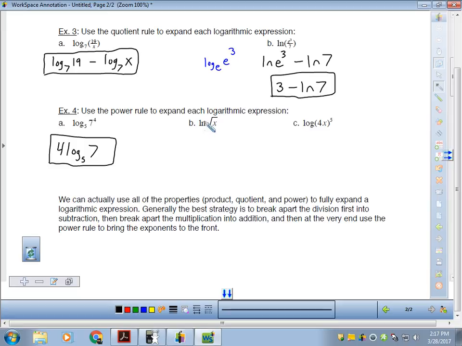Letter B, we have ln of the square root of x. So a square root is a type of power. It is a 1/2 power. So this is really ln of x to the 1/2 power. So that 1/2 power can be brought to the front. So this is 1/2 ln of x.